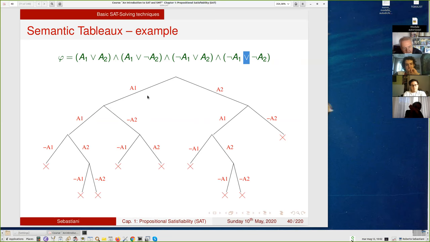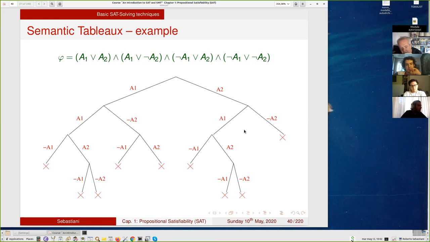Let's go ahead, backtrack, go in this branch here. So you had expanded this and this, so you have expanded this OR, so now you re-expand this. Again, not A1 and A2. But then not A1 is in conflict in this branch with this A1 here. A2 is in conflict with this not A2 here, so you close it. And you do the same here, here, here, okay?